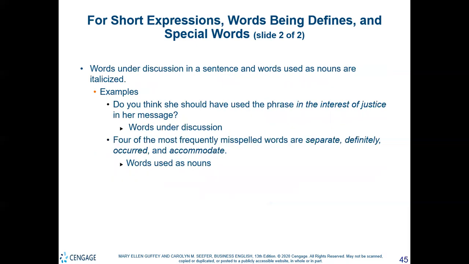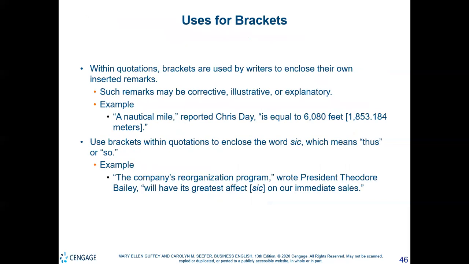Words under discussion in the sentence and words used as nouns are italicized. Example: Do you think she should have used the phrase in the interest of justice in her message? Words under discussion, or frequently misspelled words, are in italics: separate, definitely, occurred, and accommodate. Those are words used as nouns. Next, uses for brackets.